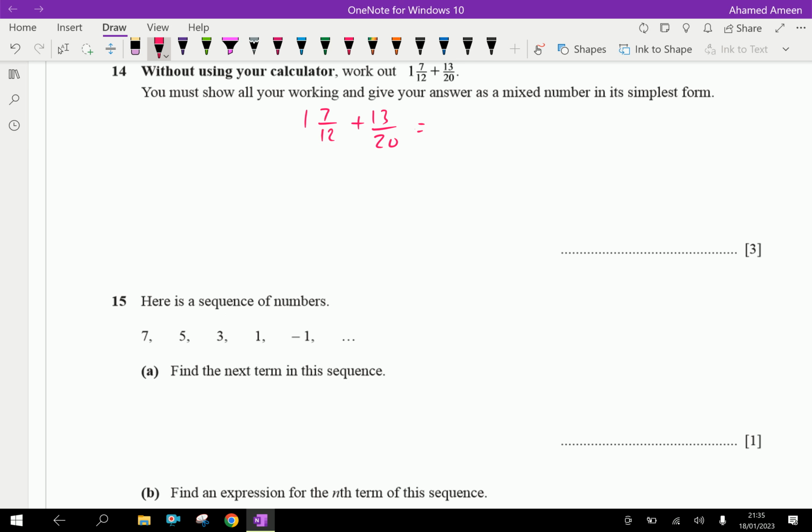Question number 14. Without using a calculator, work out 1 7/12 + 13/20. Make a mixed number: 1 7/12 is 1 times 12 is 12, 12 plus 7 is 19/12 + 13/20. LCM of 12 and 20 is 60. Here therefore 5 12s are 60, 5 into 19 is 95.